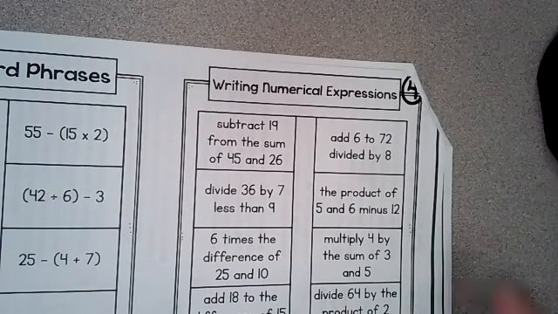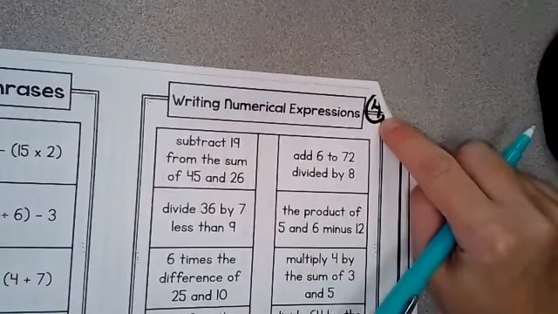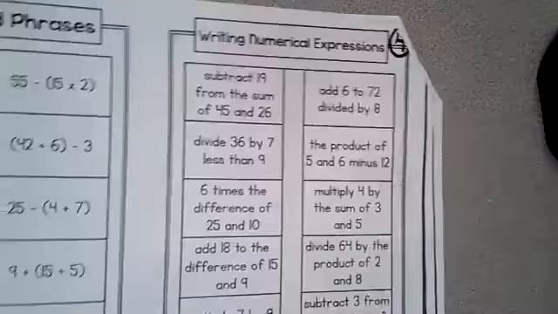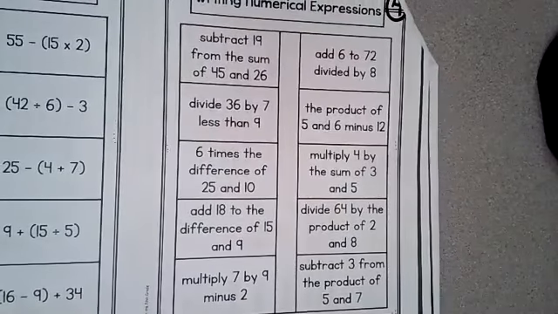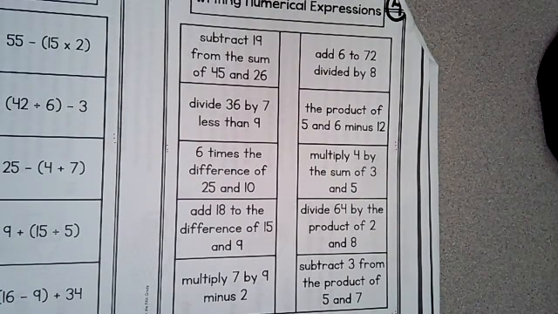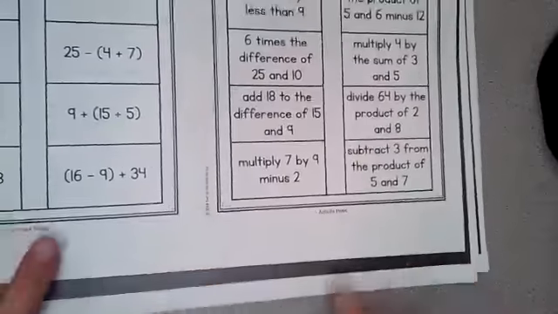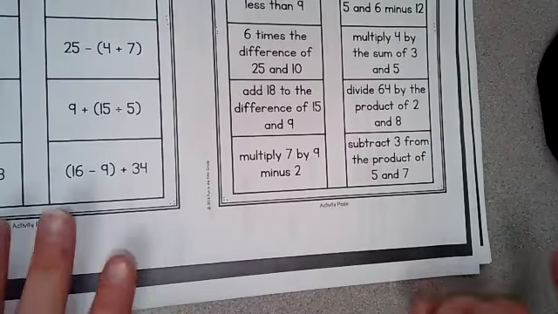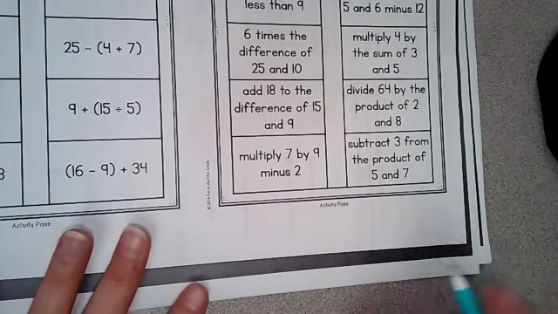We're going to be doing page 4 in your order of operations packet. Last week we worked on order of operations, and this week we're going to be working on writing expressions. The first thing I want you to do is come down here, and there are 4 weird words that you need to know when you're writing expressions.